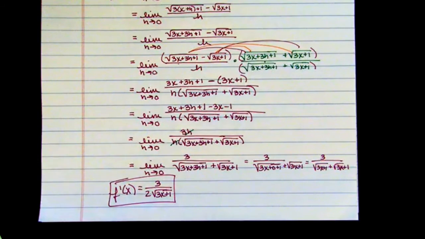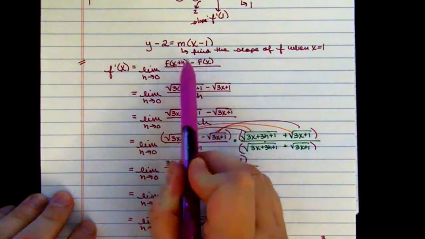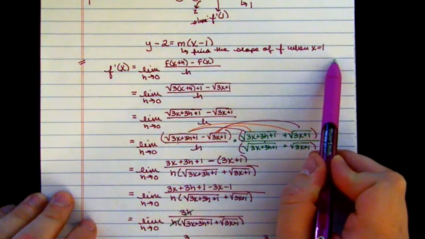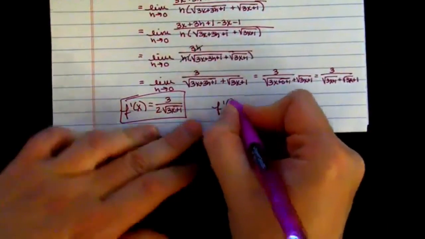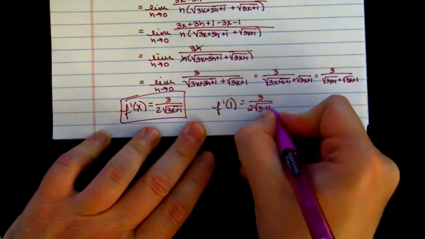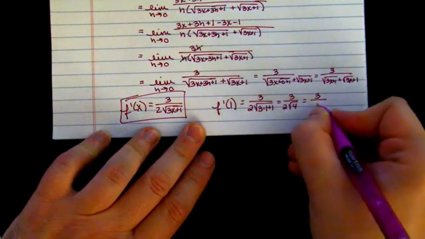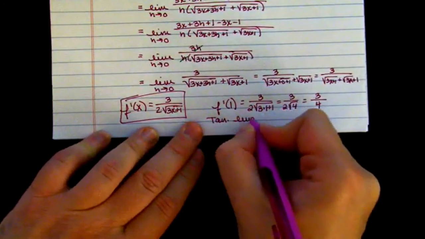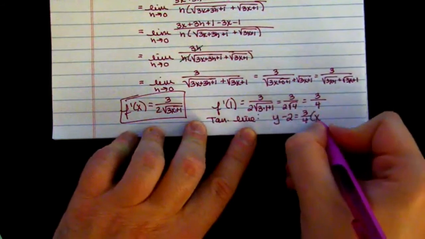Next, I need to find the equation of my tangent line. I was almost there. I just had to find the slope, and I needed to find the slope of f when x equals 1. So I'm going to plug in 1 for x in my derivative formula. I'm going to get f prime of 1 equals 3 over 2 times the square root of 3 times 1 plus 1. That's 3 over 2 root 4. That's 3 over 2 times 2. That's 3/4. So my tangent line is going to be y minus 2 equals 3/4 times x minus 1.